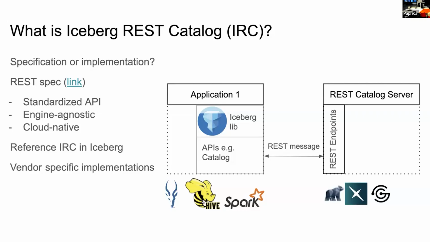So where should you go to get a REST catalog to use in production? You have to go to vendors. There might be proprietary implementations, and there can be open source implementations of the Iceberg REST catalog like Polaris or Lakekeeper or Gravitino.